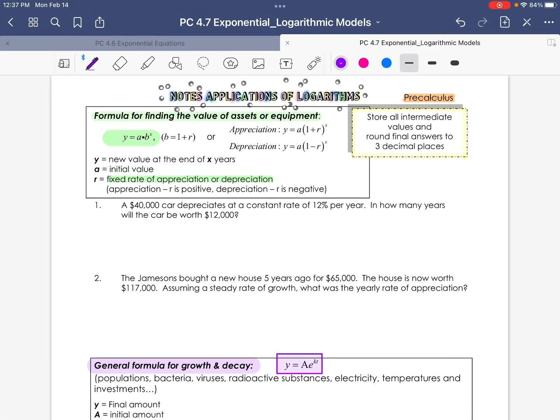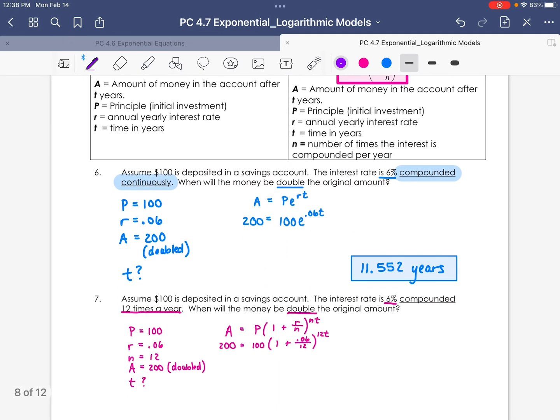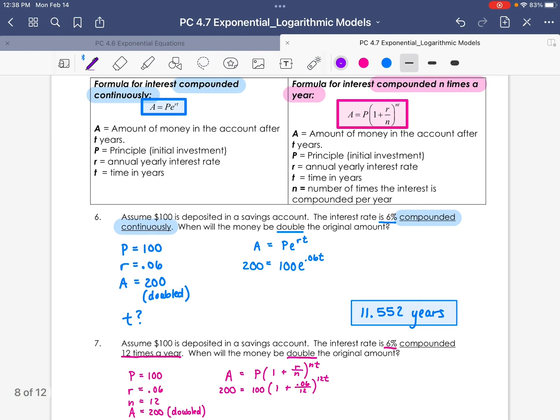Hello everyone, you should have this note sheet in front of you following along as we walk through a few examples of some applications of logarithms. Some of these you've already seen earlier in this chapter, so I'm actually going to skip to the last two examples that you've seen, and these deal with compounding money continuously, remember using A equals P e to the rT, versus compounding money n times a year, where we use that more complicated formula.